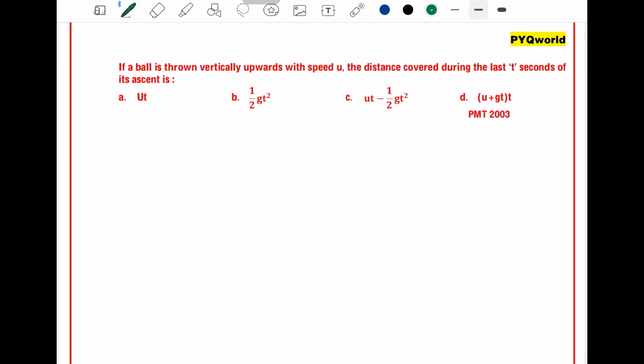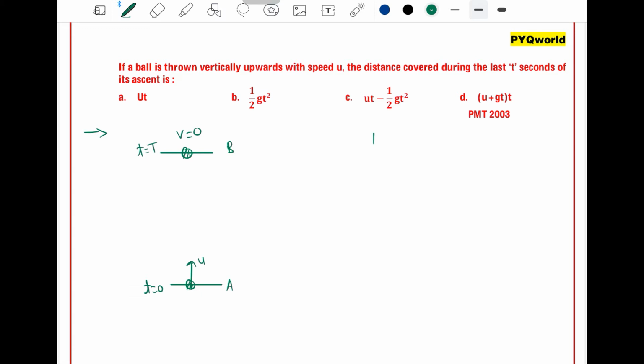If a ball is thrown vertically upward with speed u, the distance covered during the last t second of its ascent is. So let's say we have two levels here. We are throwing a ball from point A, let's say with some velocity u. At point B, that is the maximum point, the topmost point, the final velocity will be 0. Now the time taken by the particle to reach the maximum point is, let's say, capital T, the time of ascent.